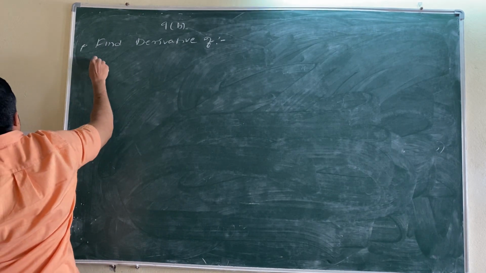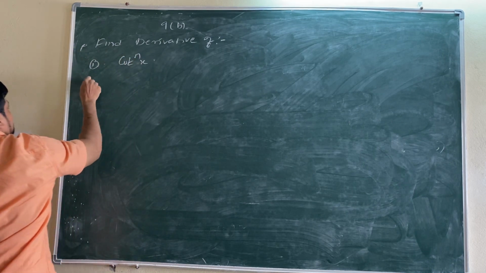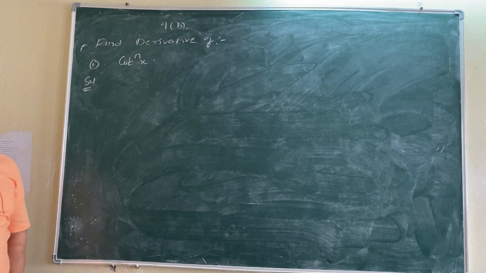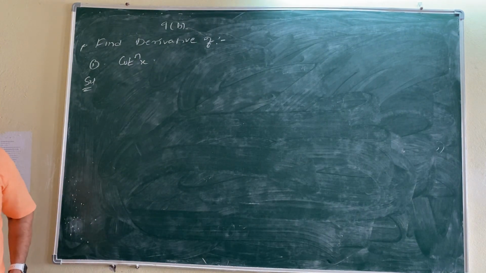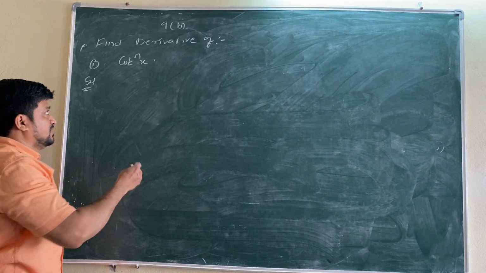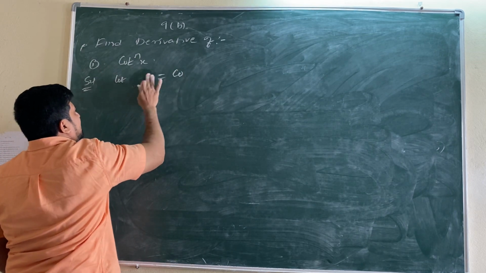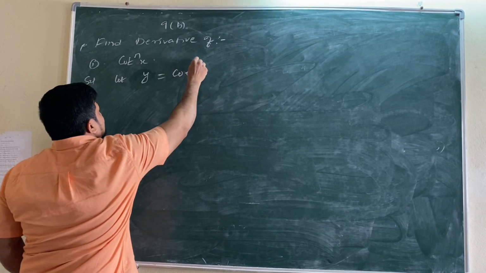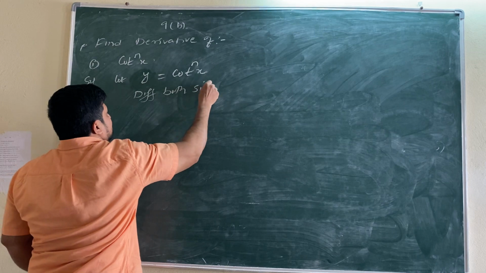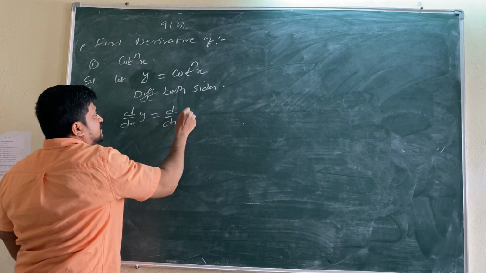After doing this, again I'll have some questions from 9A exercise, an important and interesting unit. What we have is find the derivative of cot power n x. Now I'll ask any one of you while doing this problem. Let f of x, or y I'll take, cot power n x, differentiating both sides with respect to x.